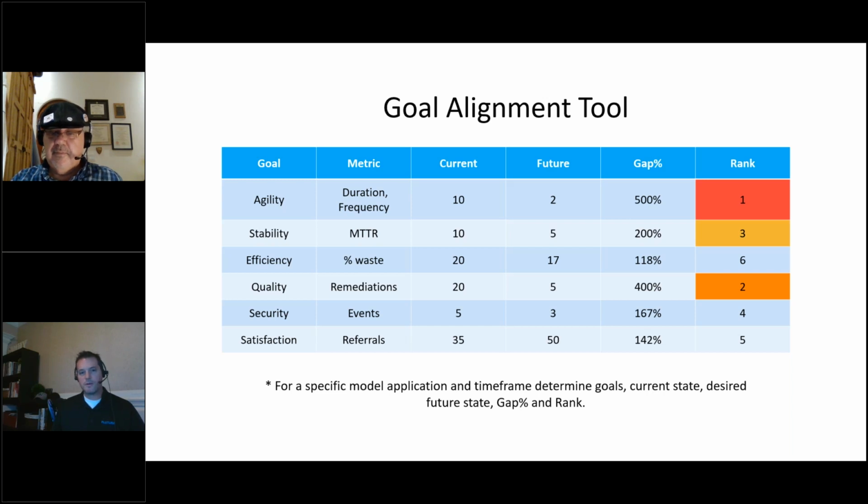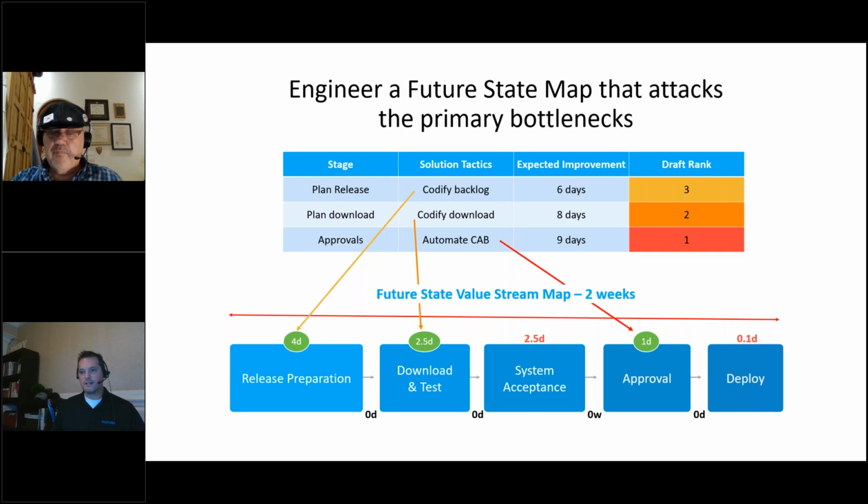Gotcha. So once you're aligned on this, that takes us to the next step. This is where the magic starts happening. This is where you've got your baseline. So walk us through this. What do we do next? Yeah, so this is where clearly it's going to take experience and expertise, people that have done it before.